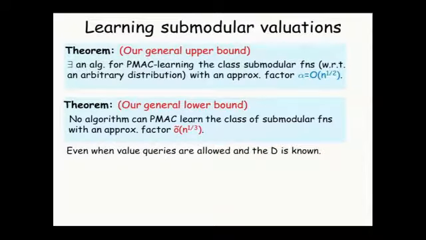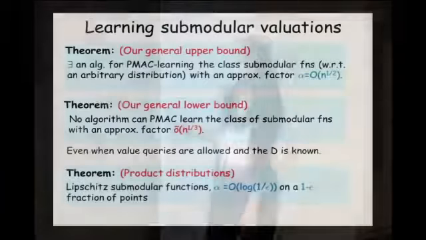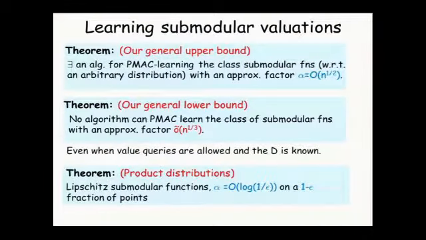And actually, this result also holds even if the underlying distribution over the unlabeled examples is known, and even if we augment the model to allow value queries. So even if we allow the algorithm to adaptively pick subsets of the ground set and to query the value of the target function on those sets. All right, this is in the worst case, however, over the distribution.